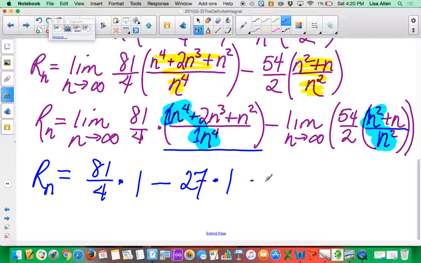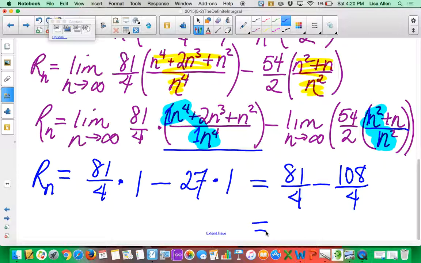So our final answer then would be 81 over 4 minus 27 times 4, which would be 108, over 4. So we get, for an answer, what do we get? Negative 6 3/4. Negative 6, oh, negative 6. Oopsie. And 3/4.